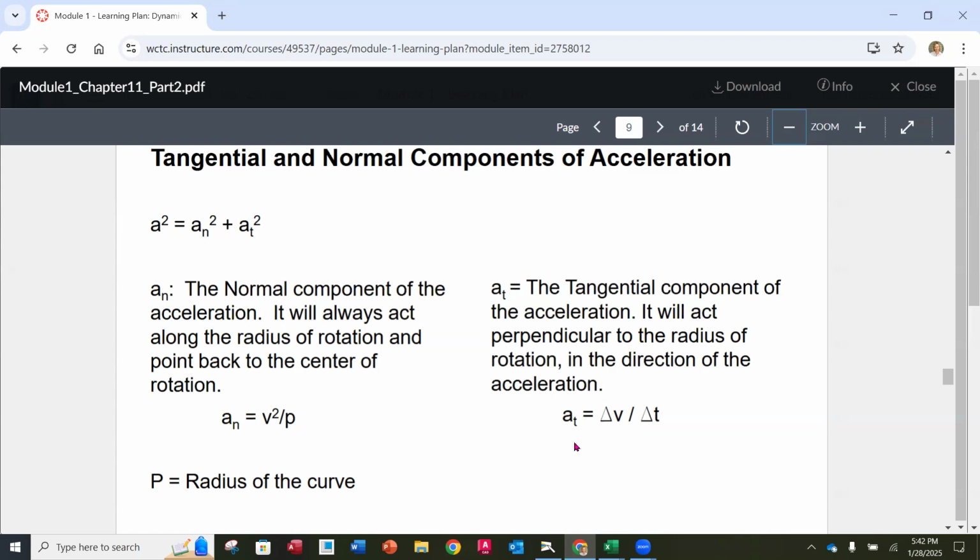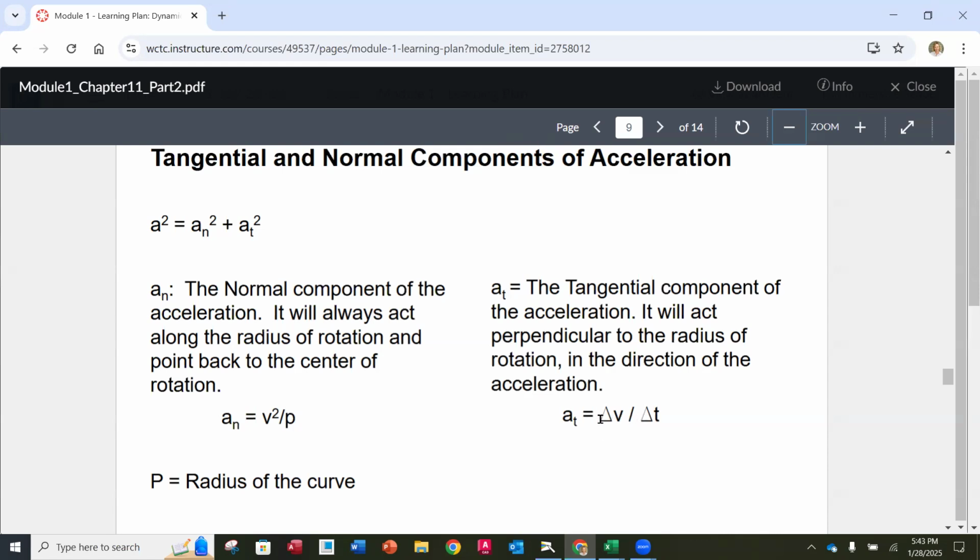And then the tangential acceleration is simply the straight line acceleration component, and it's the change in velocity. Because it's accelerating, it's either speeding up or slowing down. So we want to know the difference between the initial and the final velocity, divided by the time that it took us to get there. So that's this equation here.